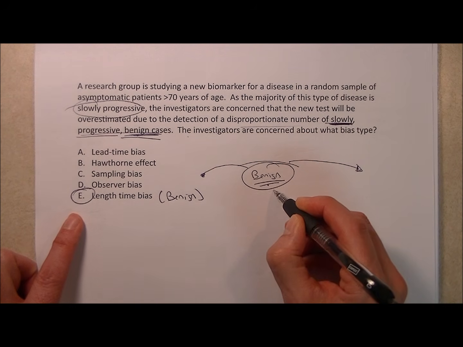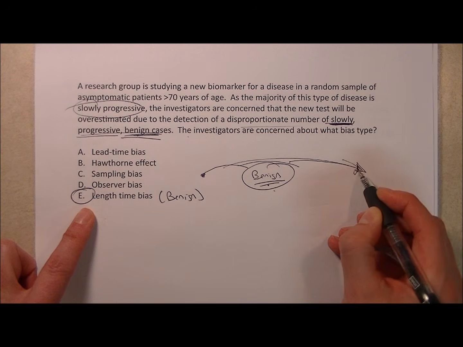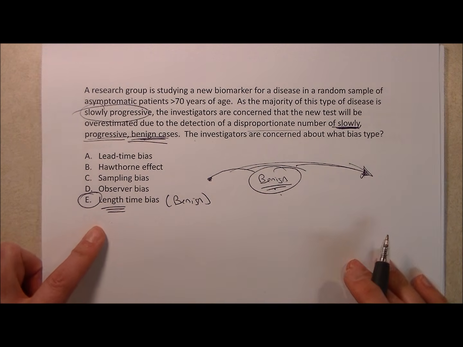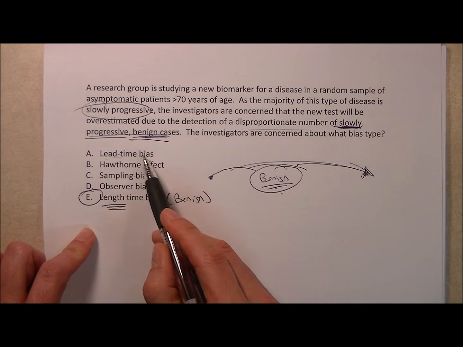Benign, slow growing, anything like that, that's adding to why people are living longer. It's an illusion of most of them living longer. Length time bias. The one they want you to bite on, and of course we always put it as answer choice A, that's how they do things, is lead time bias.